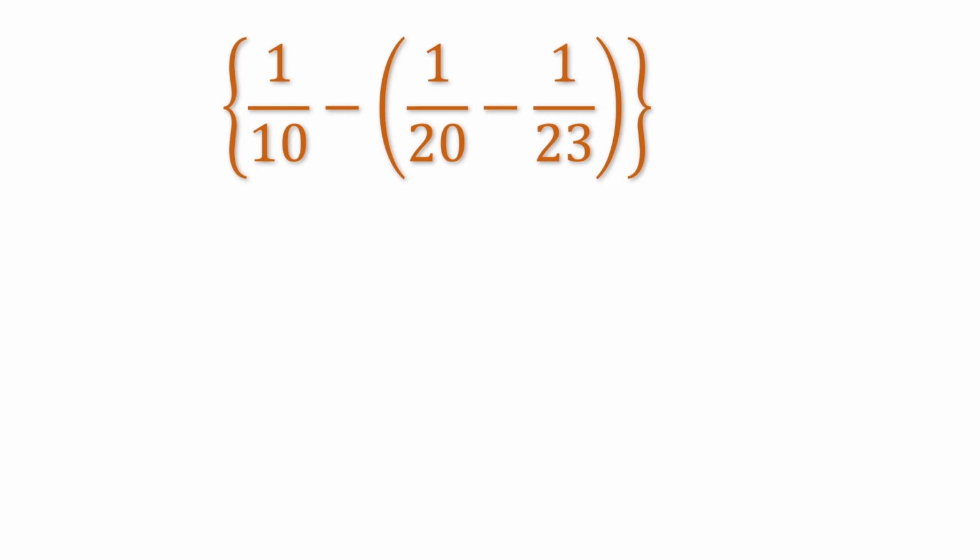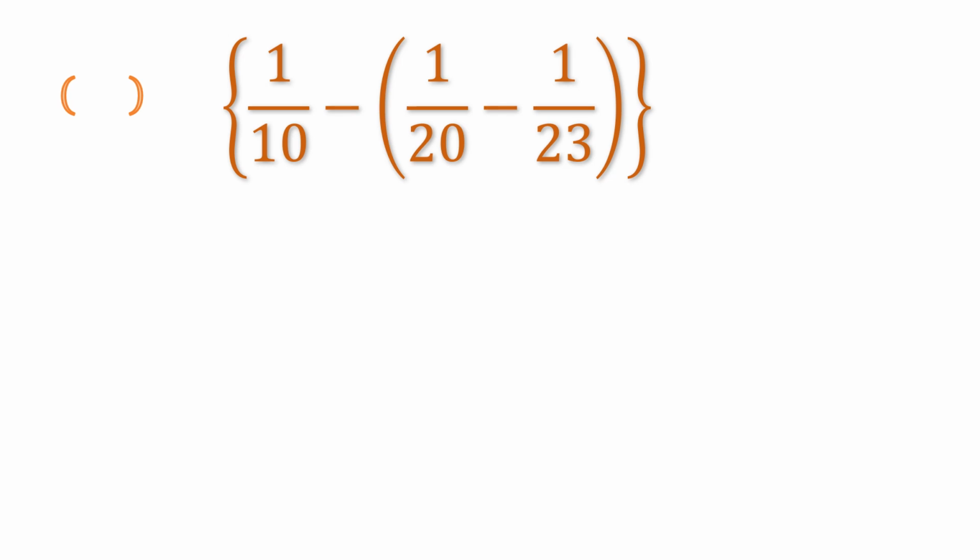The question is 1 over 10 minus, inside the first bracket, we have 1 over 20 minus 1 over 23. Now again here are two brackets, the second bracket and the first bracket. So which one should we do first? We should do the operation that is inside the first bracket. So this fraction subtraction should be done first.